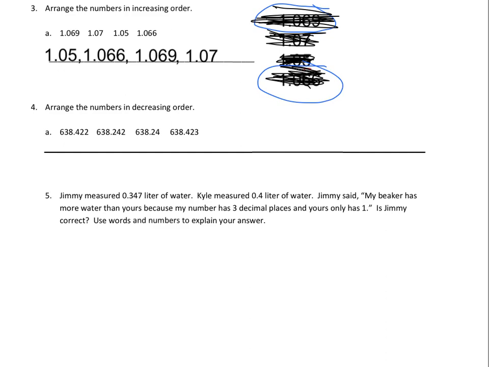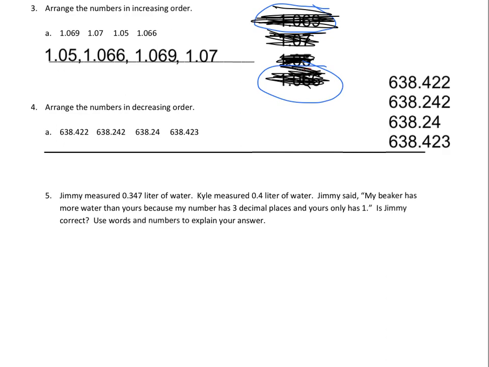Question number 4 says, arrange the numbers in decreasing order. So this time we'll take the largest number first and work our way down to the smallest number. We have 638 and 422 thousandths, 638 and 242 thousandths, 638 and 24 hundredths, and 638 and 423 thousandths. We'll write those numbers over to the right at this time.